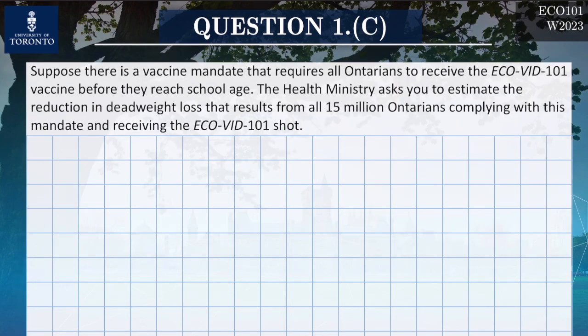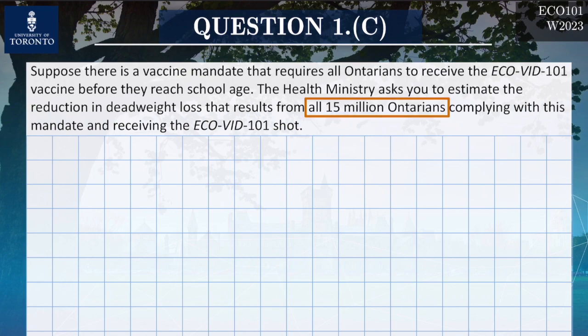For this part of the problem, we will actually have to compute the value of deadweight loss because we will have to compare it to a policy. So let's first read the question. Suppose there's a vaccine mandate that requires everybody to receive this vaccine, and we want you to compute the reduction in deadweight loss that results from everybody receiving the vaccine. So you can pause the video again and try to solve this by yourself.